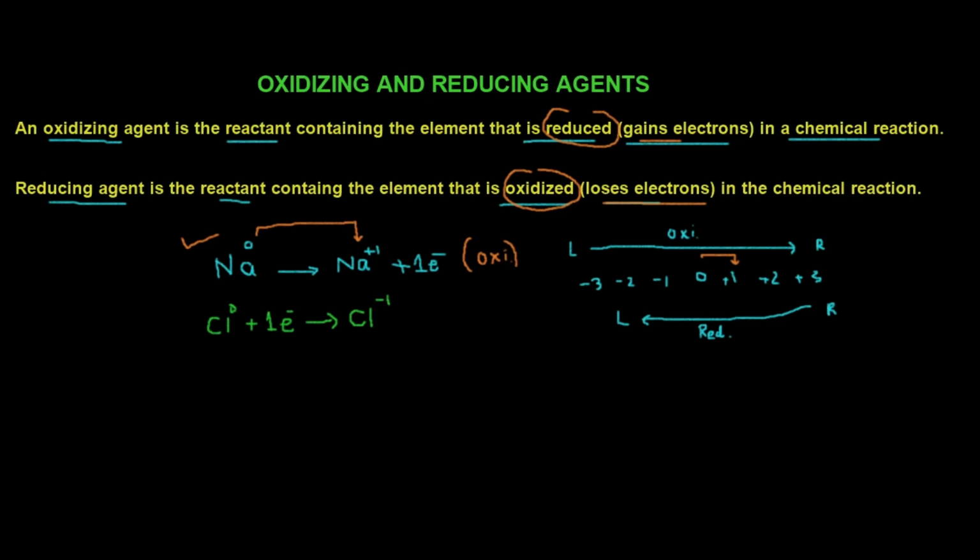Now what do you mean by this? You are moving from zero state to -1 state. It means you are moving from right to left, and once you move from right to left, this is reduction. So the chlorine atom is being reduced, or in other words, the chlorine atom is showing reduction. OXI is for oxidation, and Red is for reduction. So the chlorine atom is showing reduction.